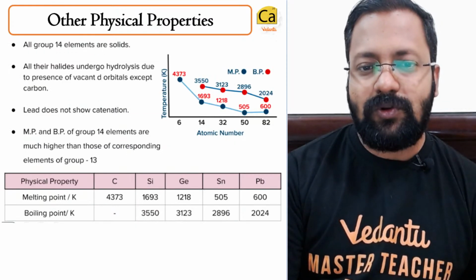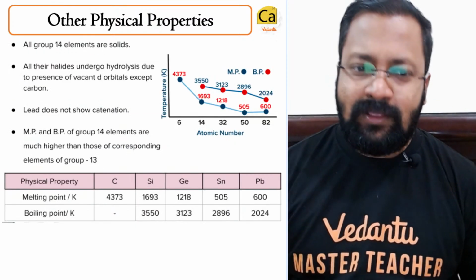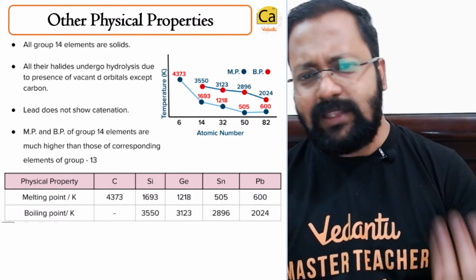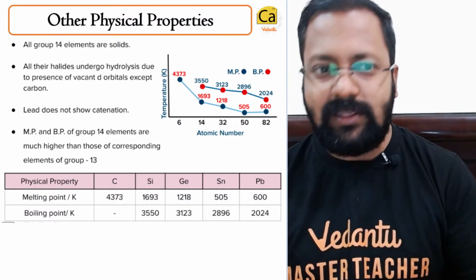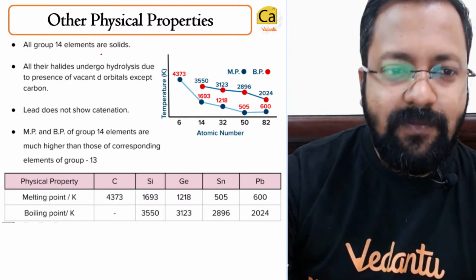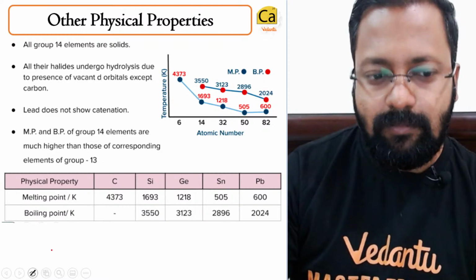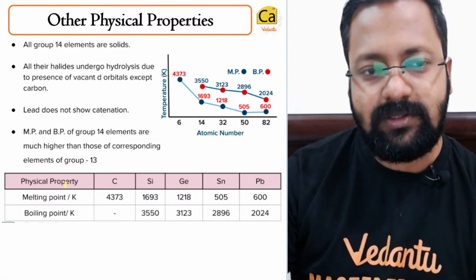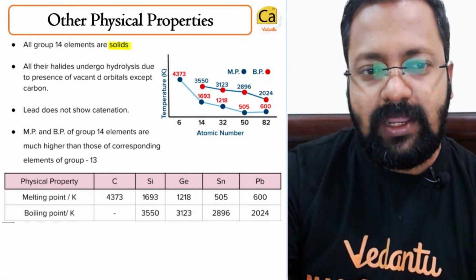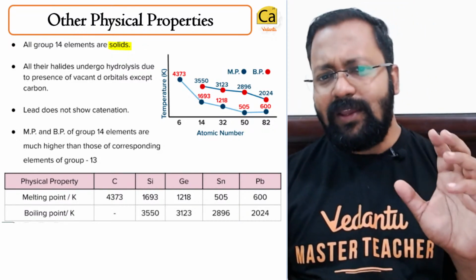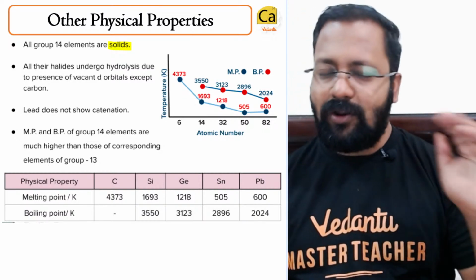So let's go on to the next part. Let's discuss some other physical properties. So other physical properties में क्या आ जाती है, उनका state आ जाता है. If you look at the state of group 14 elements, group 14 elements are solids. Clear? Group 14 elements में कोई liquids नहीं है. All of them are solids.